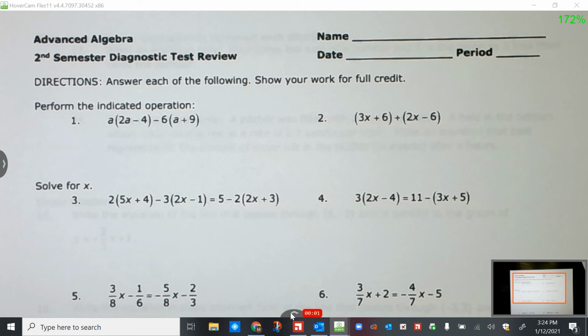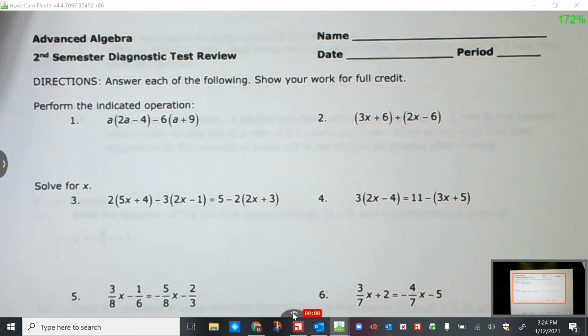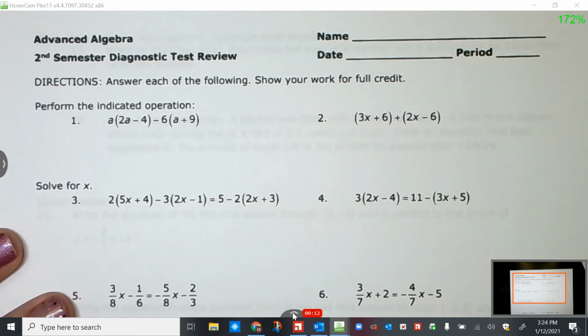Okay, this is for your diagnostic test from district. This is your review. So this is what we're going to work on. Get all this stuff out of the way. Okay, so first things first, it says perform the indicated operation.